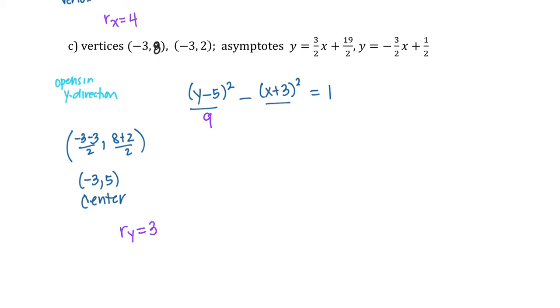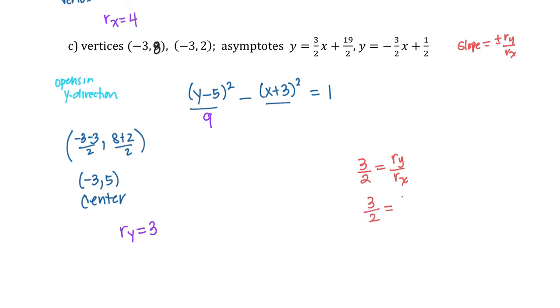Okay, now what do they give me? They don't give me the focal radius, they give me the asymptotes. The main thing I care about with the asymptotes is the slope, because the slope is going to be plus or minus ry over rx. So what do I have? I know the slope is going to be either 3 halves or negative 3 halves. I'm going to use the positive one. So the slope is 3 halves. This is going to equal ry over rx.